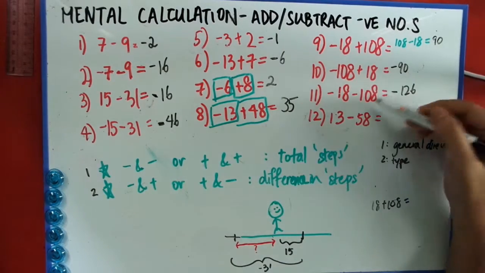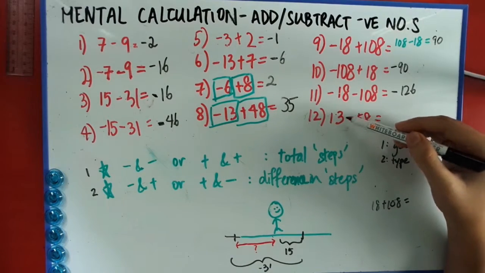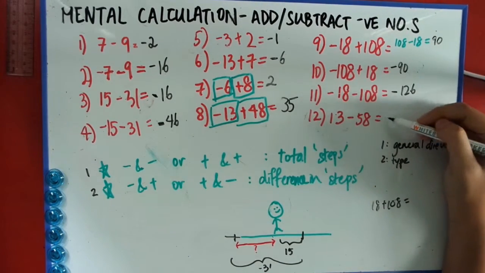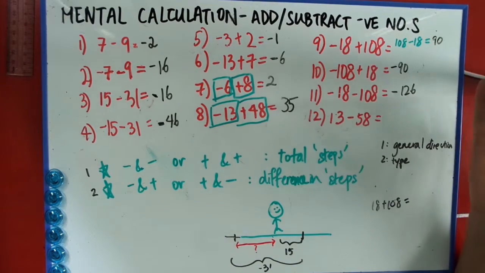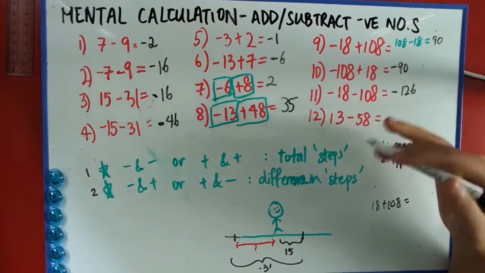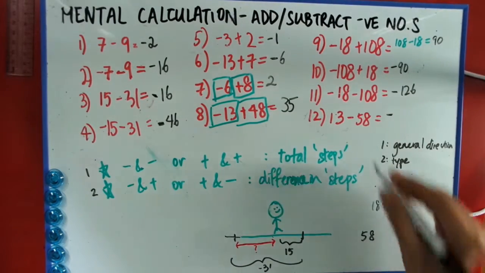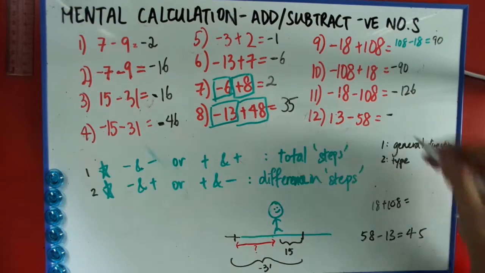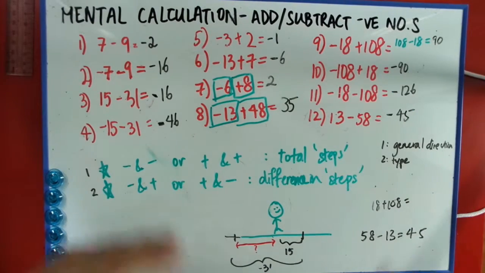Okay, so just one last one. 13 minus 58. See, this is kind of difficult. I will admit it is kind of difficult, right? But if you use my method, it's not difficult, okay? I take 13 steps front, 58 steps back. I will naturally end up at the back. Then I just have to do the difference between 58 and 13, which is just 45.